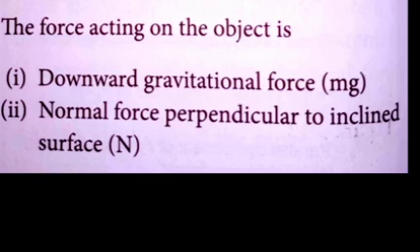Before starting the free body diagram for this object moving in an inclined plane, we have to know what forces are acting on the object. There are 2 forces acting on the object. One is the downward gravitational force, equal to mg, and the other is the normal force, which is perpendicular to the inclined surface.